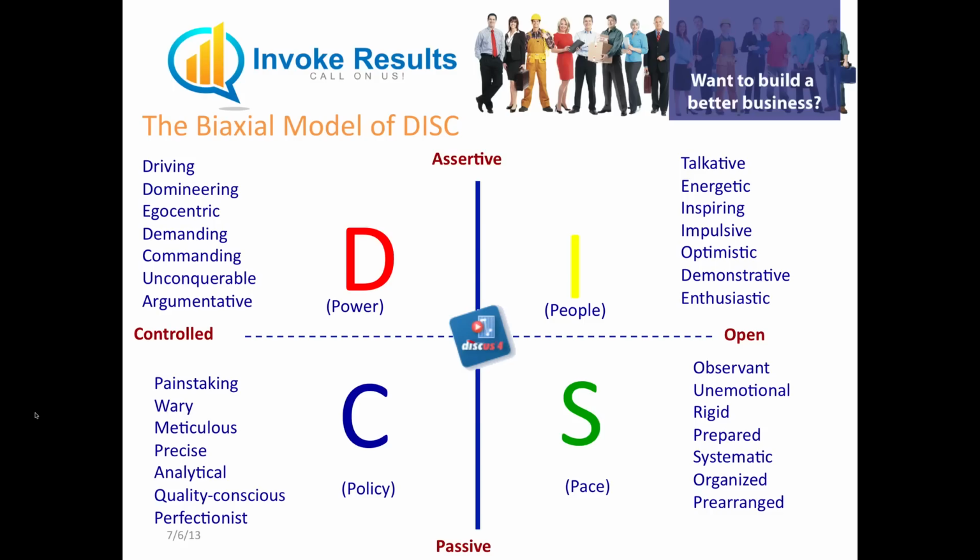Over on the control side and passive, we have the last but not least, the compliance, which is a type of person. The high C is all about policy. So they're very good at dotting I's, crossing T's, quite painstaking and wary, not likely to make a decision without all the facts, very meticulous, precise, analytical, quality conscious, and often somewhat of a perfectionist. So there are four main factors.